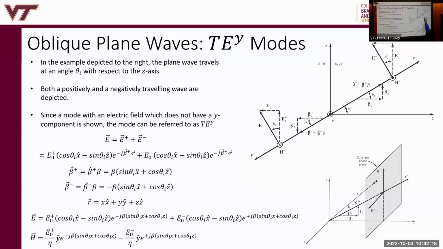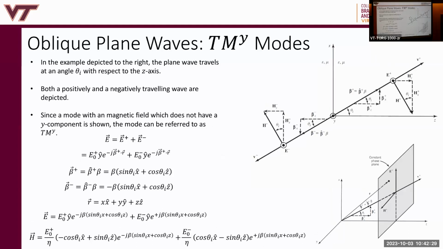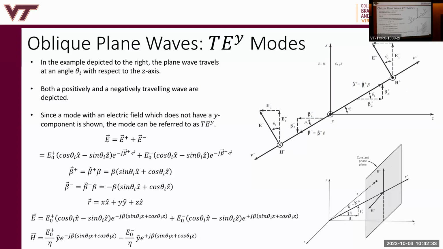What we're going to do is break these problems up into what we're going to call TE to Y modes and TM to Y. So in this geometry here, I'll jump ahead. This is the TM to Y geometry. It's different than the TM. The difference is in the TE to Y, what does that mean? How do you read this?